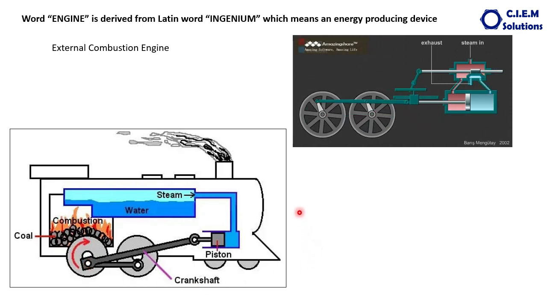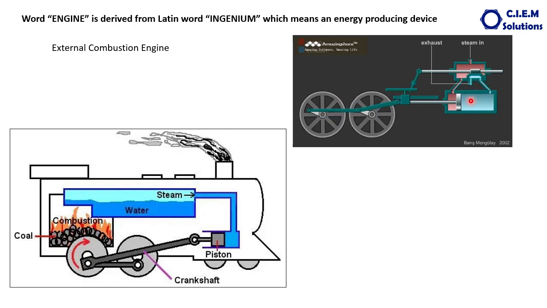See this animation. This is the steam coming out of the boiler. Here it is entering the valve. This is the valve. On one side it is entering and pushing the piston. When it enters the other side, it is again pulling the piston.